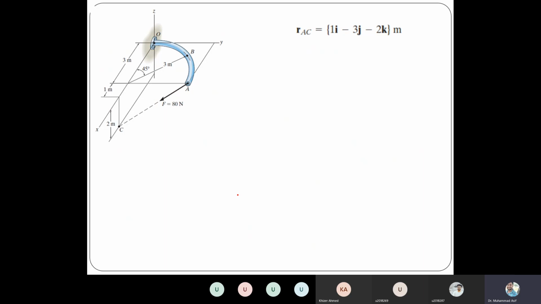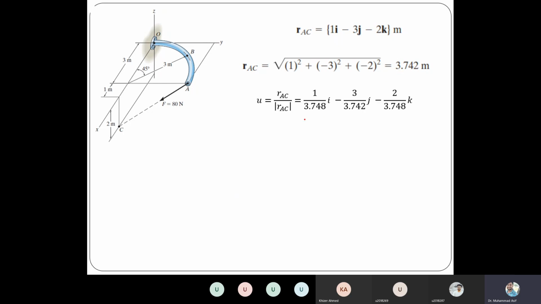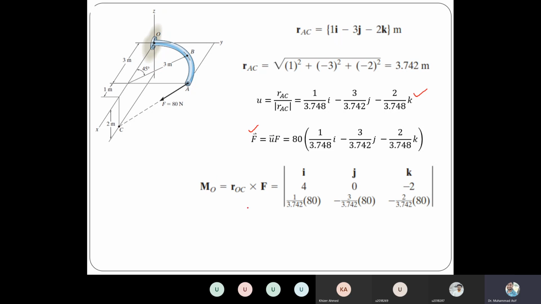So just to explain, first we calculated RAC. This is from A to C, the unit vector. You need the magnitude of this position vector, then you divide by the magnitude and you get a unit vector. Once you have the unit vector, you multiply the force with the unit vector. So now the force is in vector form. Then we need the cross product. So use that ROC and simplify, then this is the value of the moment. Okay.